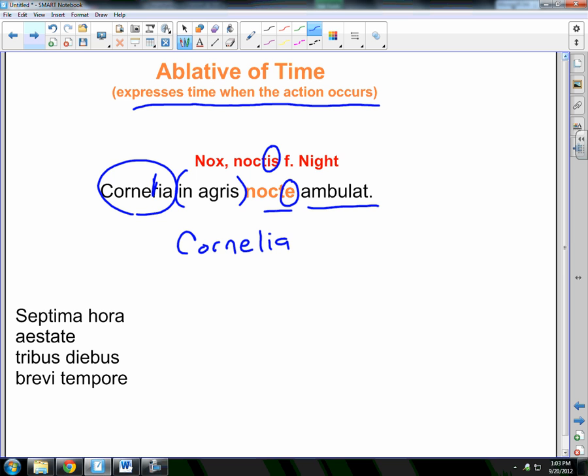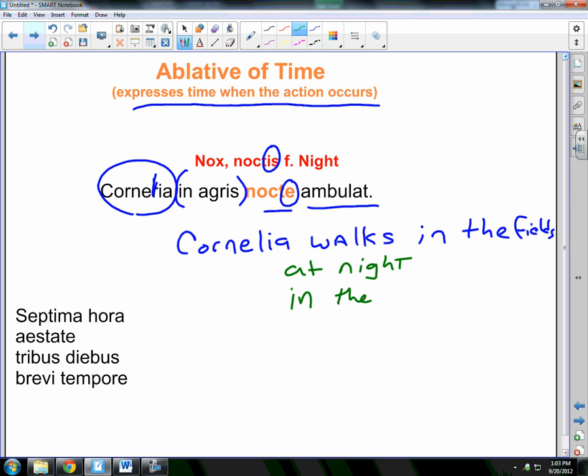Cornelia walks in the fields. The night is the one that's going to be translated. So I have to decide if I want to have her walking in the fields at night. I could translate it as at night, in the night, during the night. Any of these that have to do with time are fine. All of those would be correct.